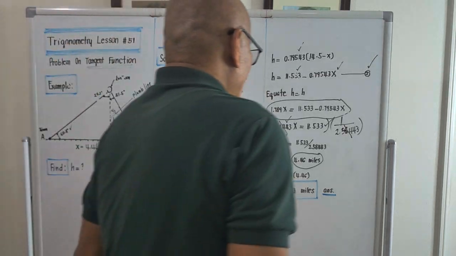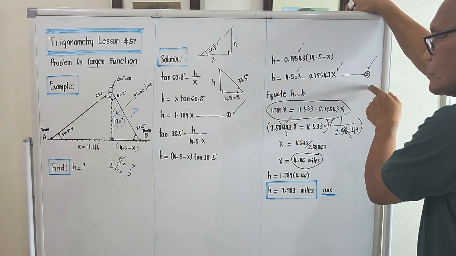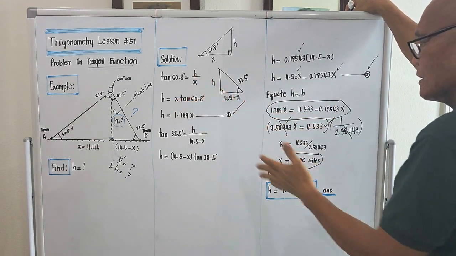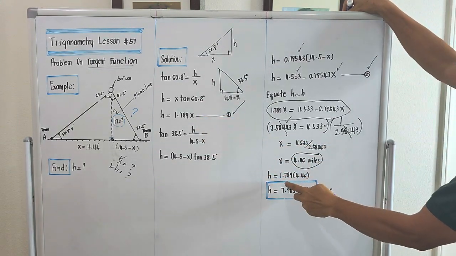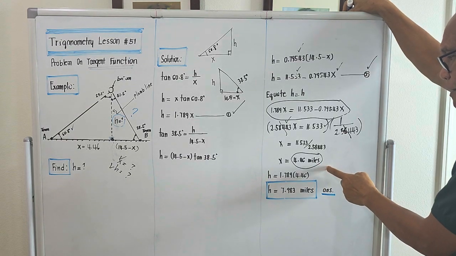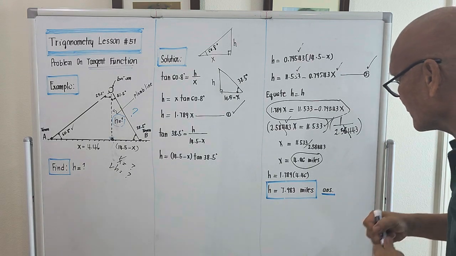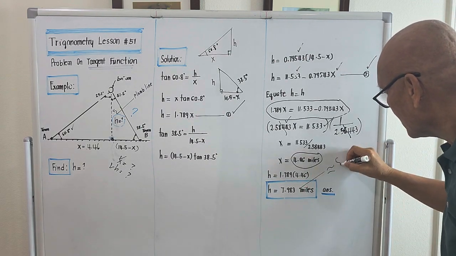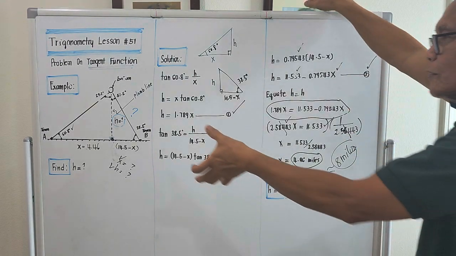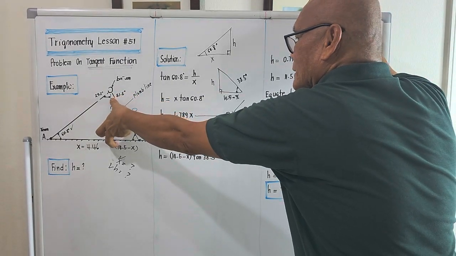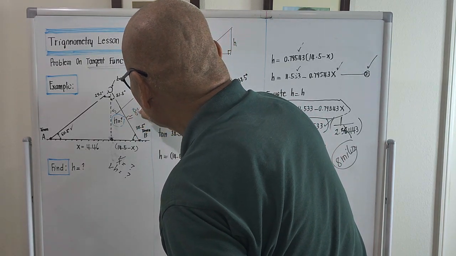Right? To compute for the unknown height, we could either use equation number 1 or number 2, but equation number 1 is much simpler. We now know the value of x, so using equation number 1, h now will be 1.789 times 4.46, and the approximate value is 7.983 miles, or this is approximately 8 miles. So the height of the balloon, okay, is actually approximately 8 miles.